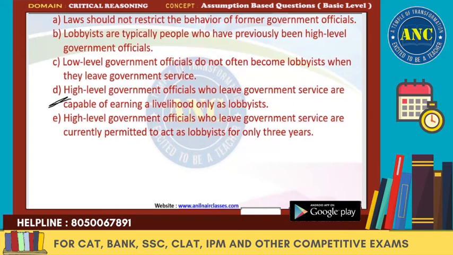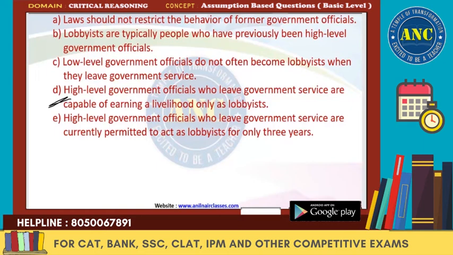If you look at option A, laws should not restrict the behavior of former government officials. Now here the official's argument does not depend upon this assumption, since the assumption would not be invalidated if some restrictions on the behavior of government officials were desirable. Option B, lobbyists are typically people who have previously been high-level government officials. Now again, the official's argument does not depend upon this assumption. Why? Because the argument would not be invalidated if lobbyists were not typically former high-level government officials.